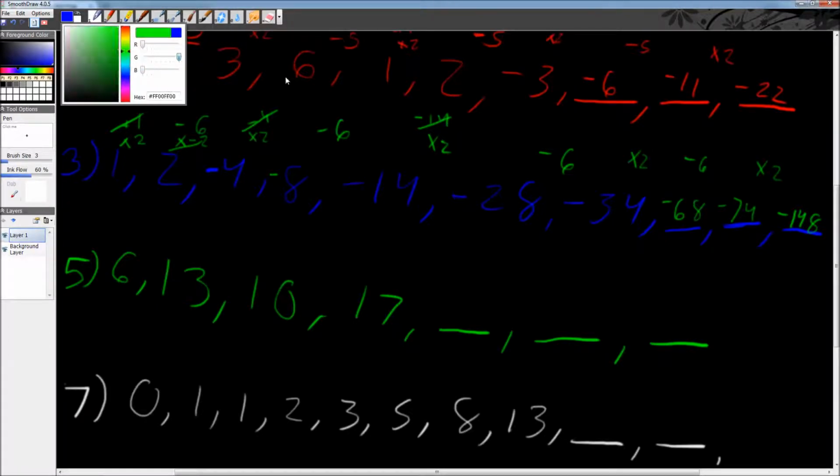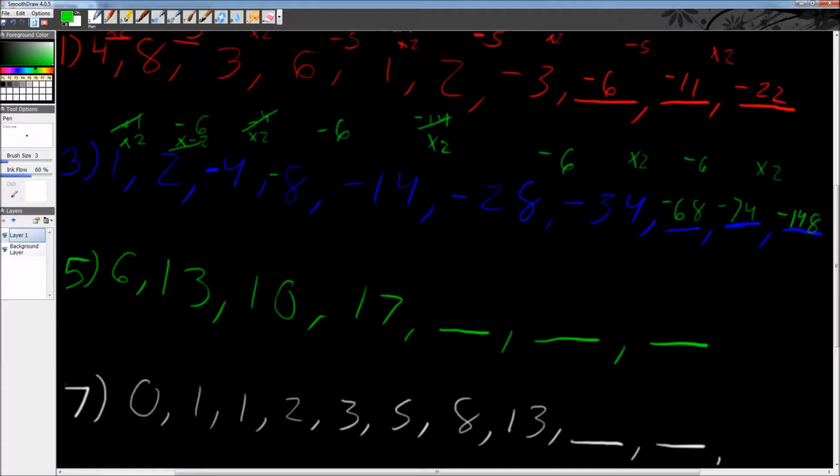Let's keep it green. So, now, how do we go from 6 to 13? The best way to do that is to add 7. To get from 13 to 10, subtract 3. To get from 10 to 17 is to add 7. And so then this is subtract 3, add 7, subtract 3. So 17 minus 3 is 14. 14 plus 7 is 21. 21 minus 3 is 18.